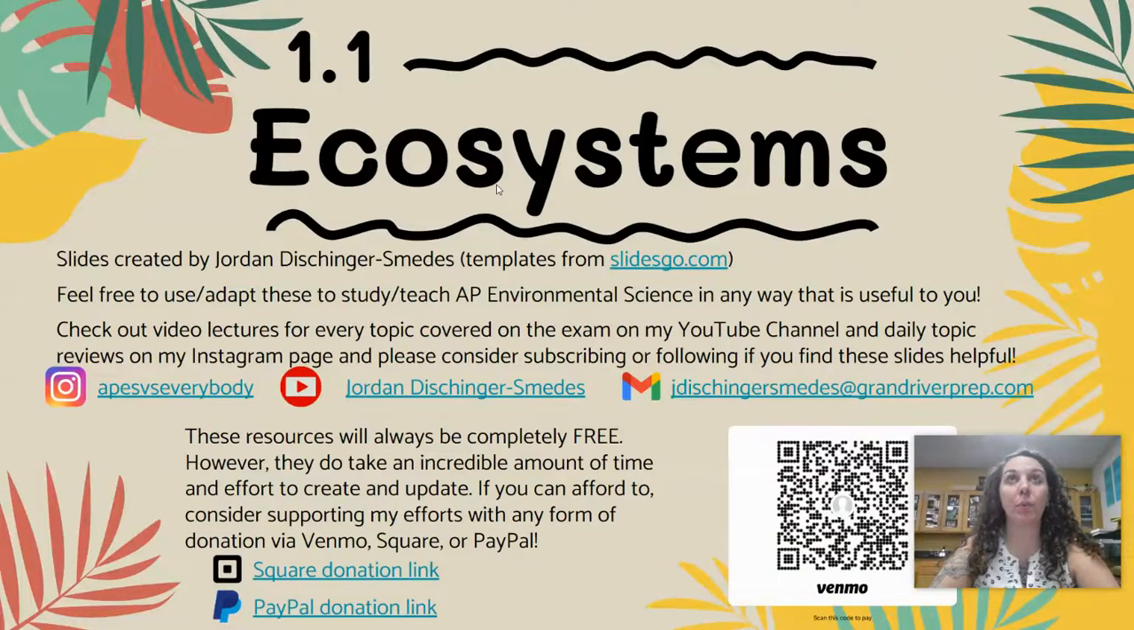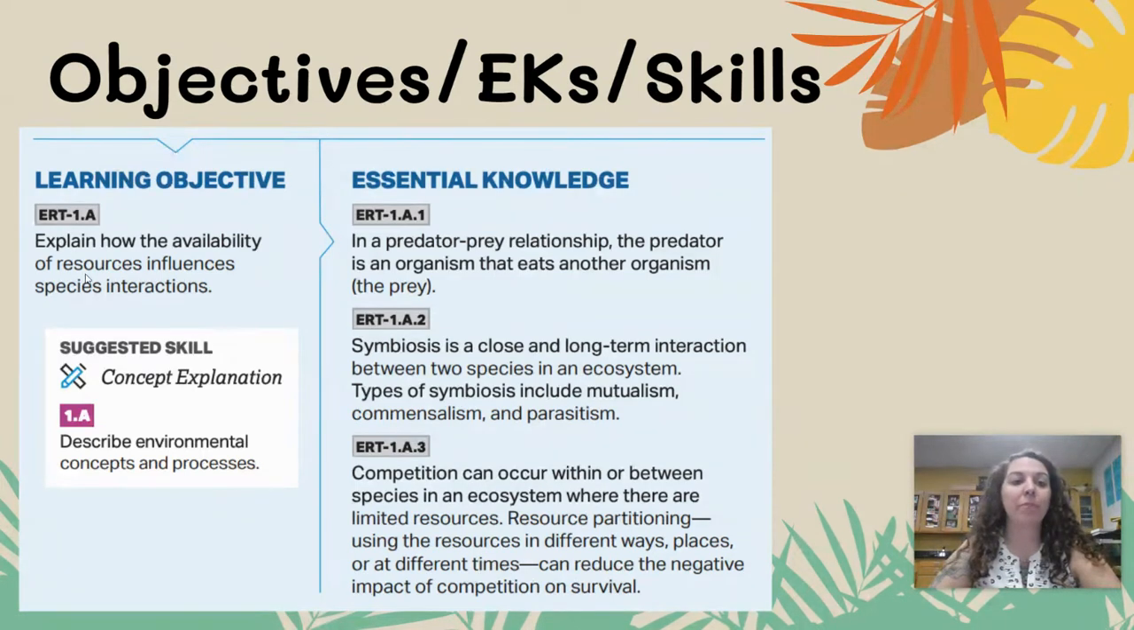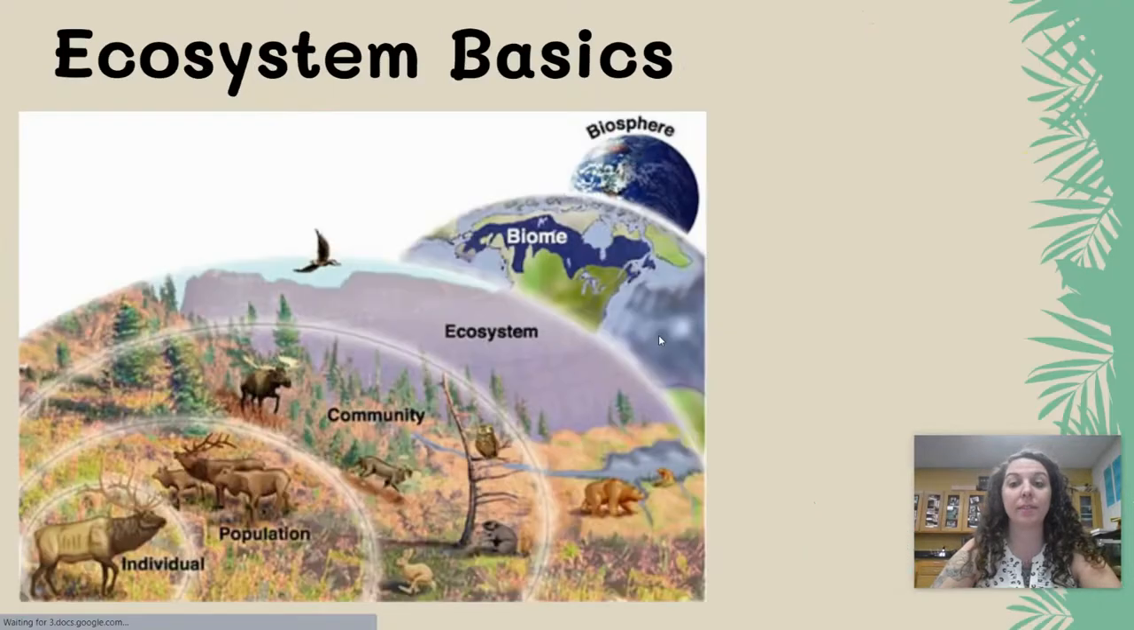Today we're going to do 1.1, 1.2, and 1.3, which I know sounds like a lot, but hopefully it won't be too horrible. So for 1.1, our objectives are going to be explaining how resources influence species interactions. So we're going to be looking at predator-prey relationships, symbiotic relationships, including mutualism, commensalism, and parasitism, and then competition and resource partitioning. You're going to have a skill that you're going to be practicing at the end, which for this one would be describe environmental concepts and processes.